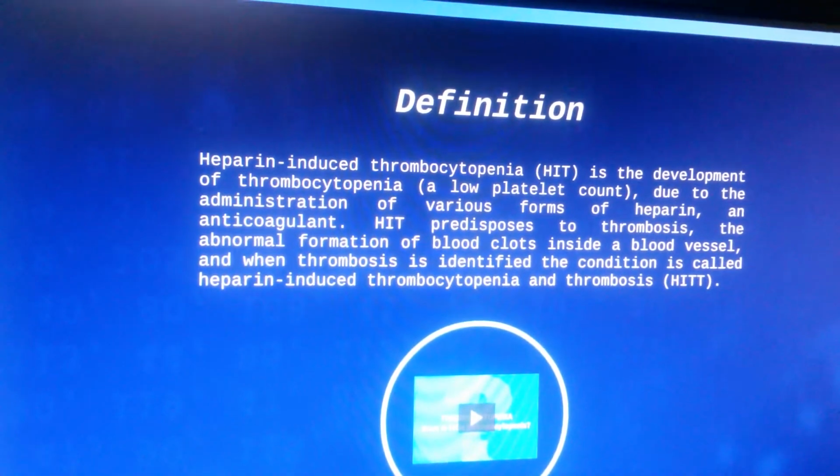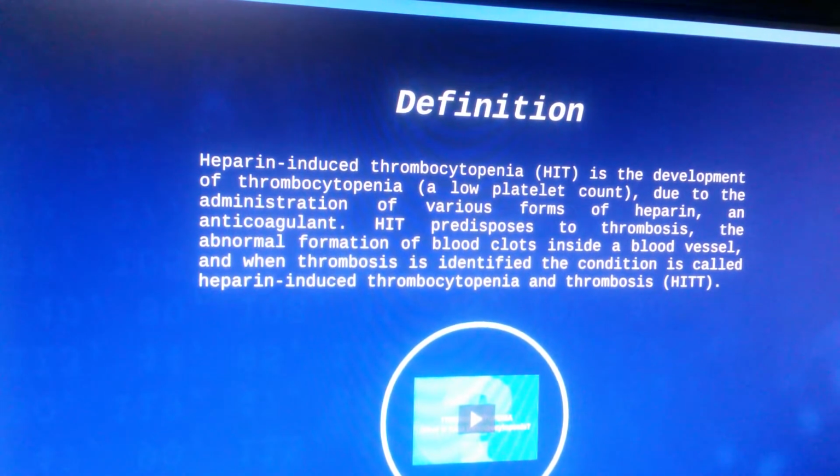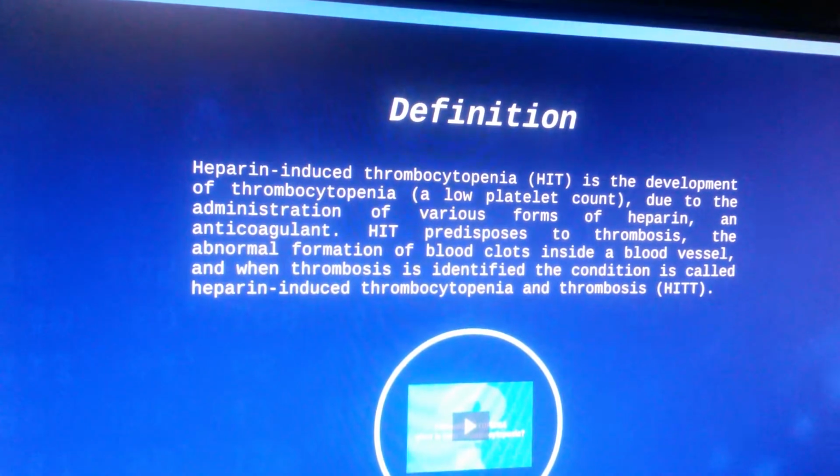Definition: Heparin-induced thrombocytopenia is the development of thrombocytopenia, a low platelet count, due to the administration of various forms of heparin, an anticoagulant.